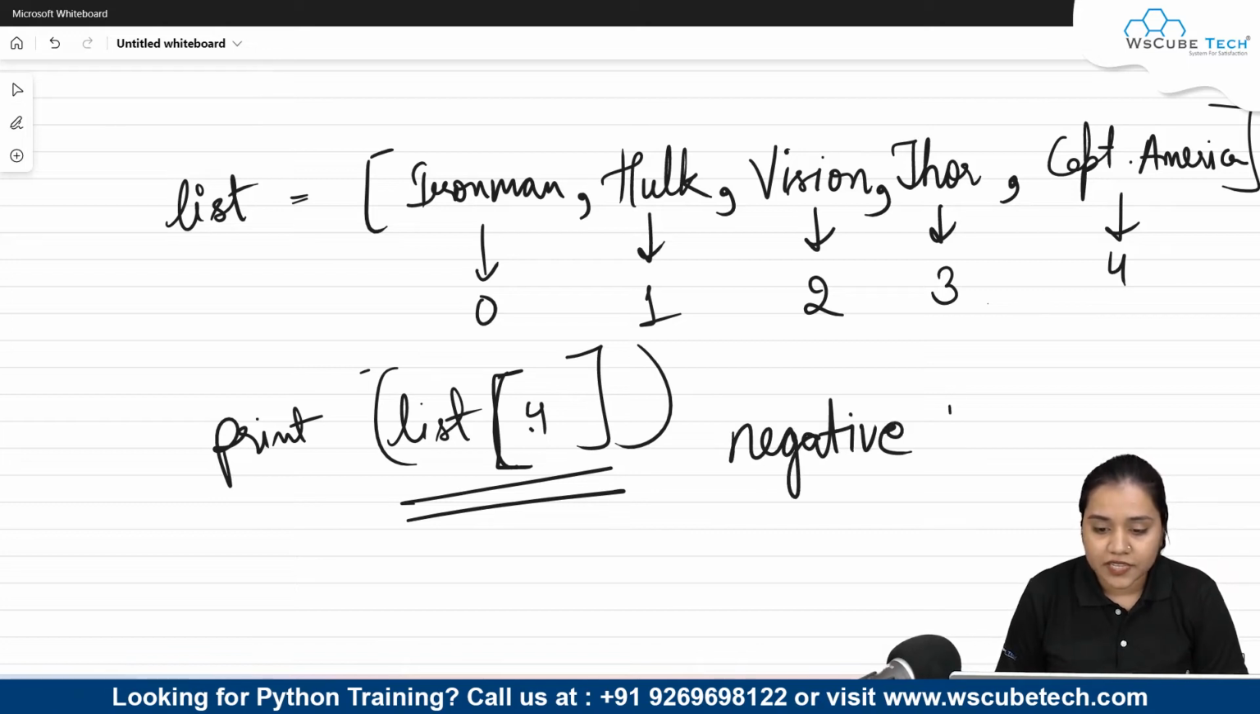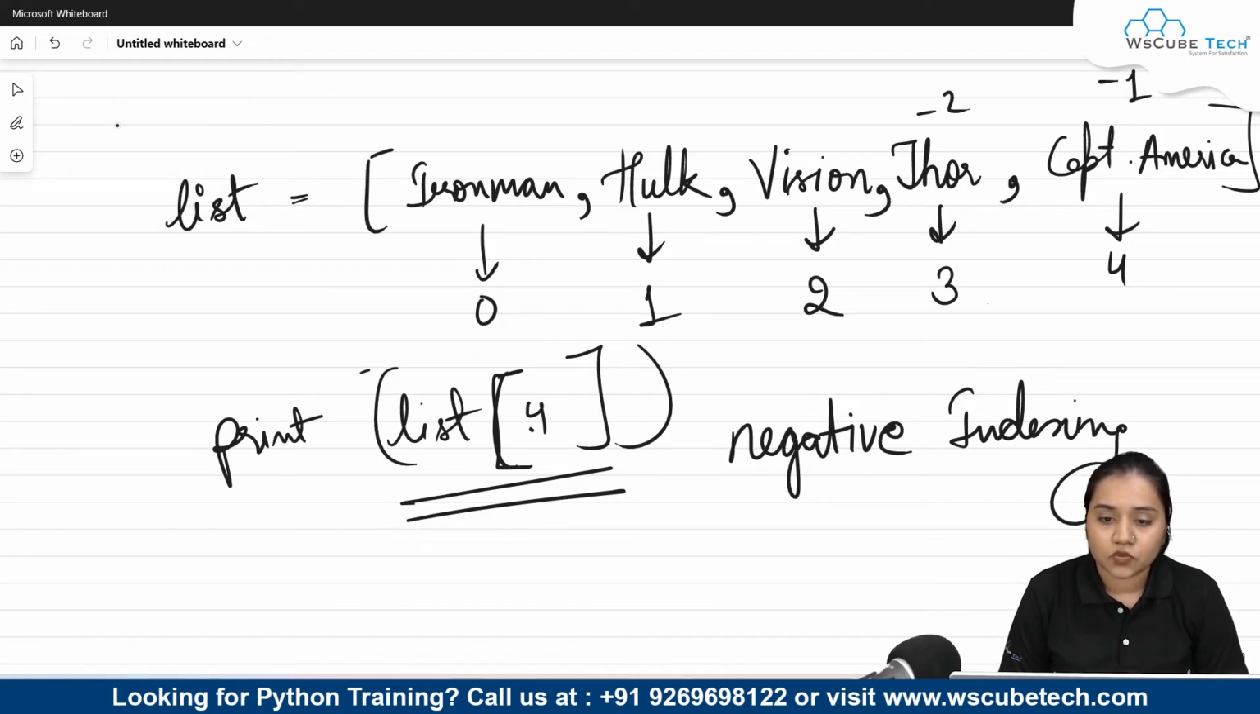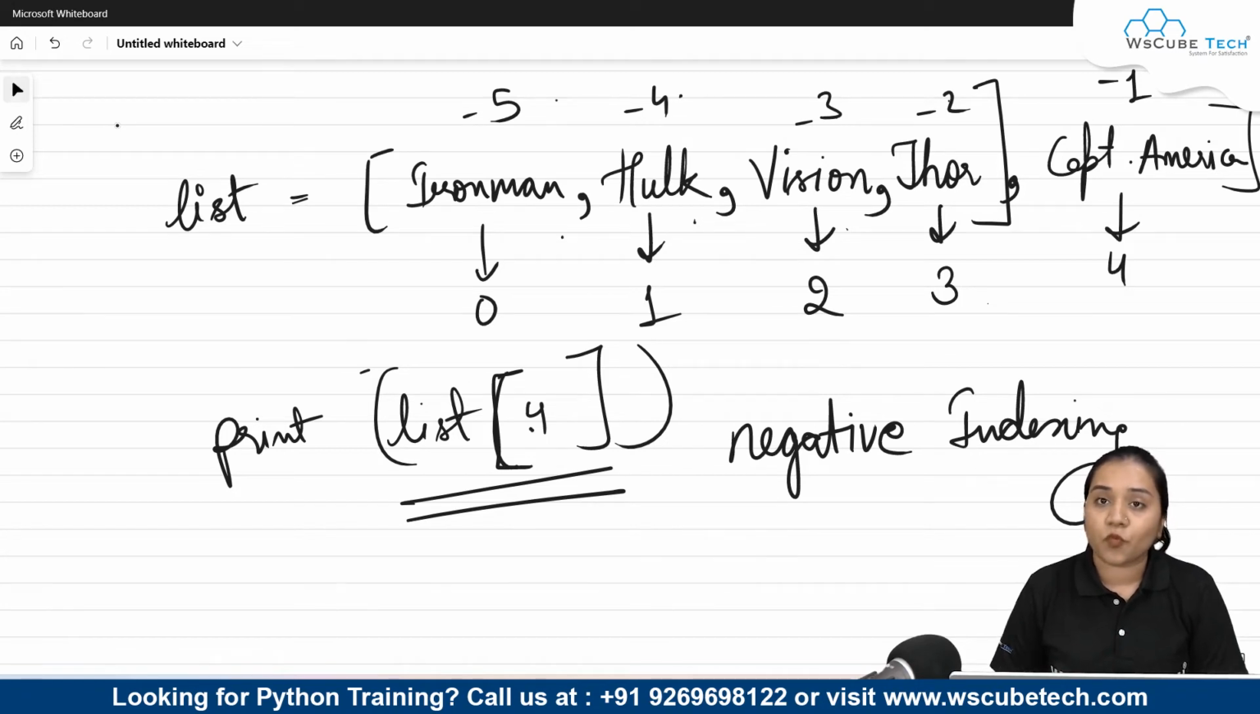Now, how does this negative indexing work? Positive indexing starts from 0, 1, 2, 3, 4, and negative indexing starts from -1, -2, -3, -4, -5, and so on. So the last element will always be -1. If this list was up to here only, then Thor would be on -1, Vision would be on -2, Hulk would be on -3, and Iron Man would be on -4. But because it is still Captain America, the last element, whatever the last element is, it will always be -1.